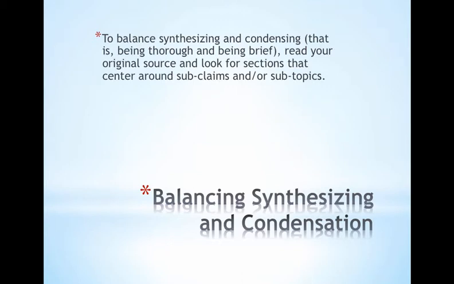Well, one thing I would suggest is to balance these two things. In other words, to balance on the one hand being thorough and on the other hand being brief. I think you should read each original source and look for sections of that source that center around subclaims and or subtopics. Now, I'm going to discuss claims far more in a later PowerPoint on academic argumentation. But for now, let's just say that a claim is the same thing as a thesis. And so you're looking for subtheses or major points that appear throughout the article.